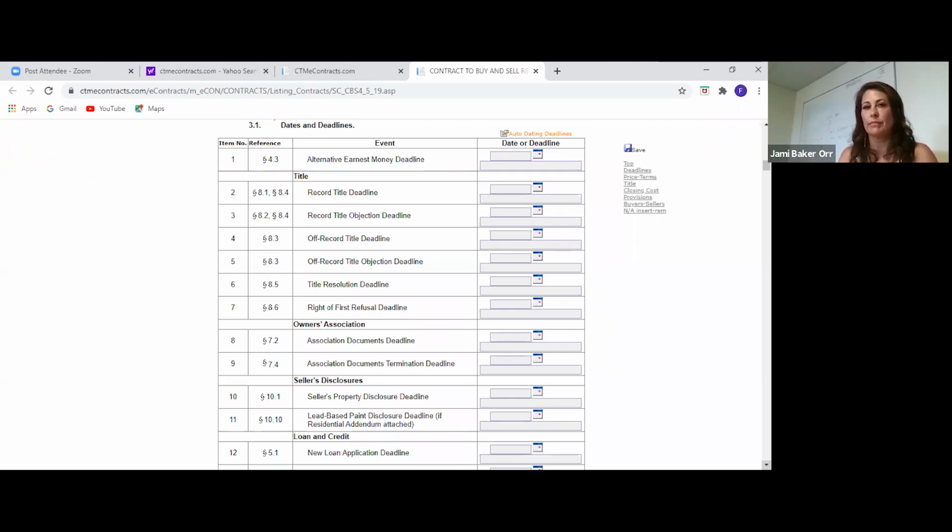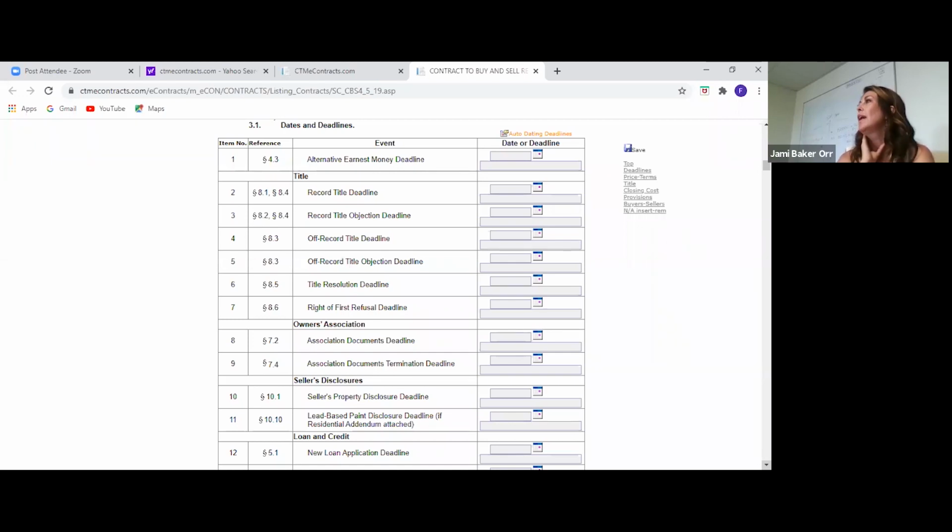So we go to record title deadline, off record title deadline, and they are always the same date for me. And then the objections the same date. And then the resolution, I usually put 3 days out after, 3 or 4 days, just depends on how the days fall. Because if we have a holiday in between, then you might want a little more time.